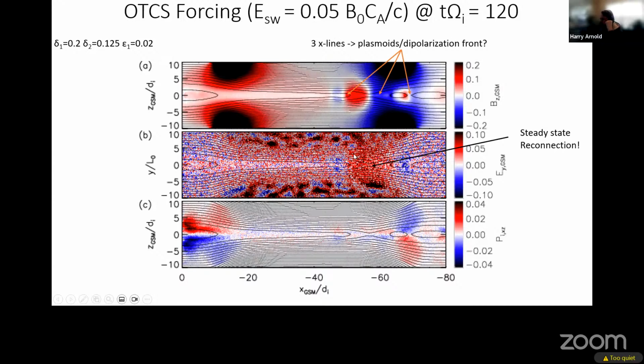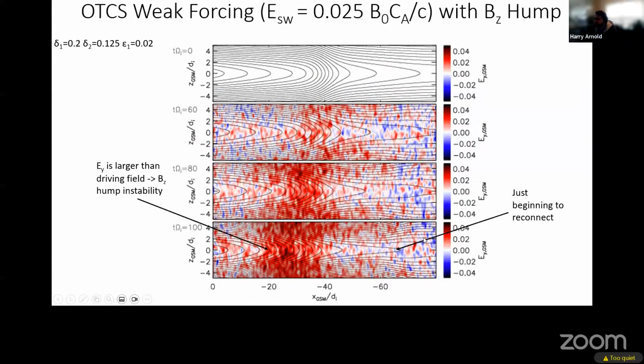But what I wanted to show is that although at late time, 120 ion cyclotron times, you get many different X lines here, you get one dominant X line. And you can see that it's the dominant X line because this is where the electric field penetrates the current sheet. And indeed, it gives you a reconnection rate of about 0.1, which is exactly what you would expect. So you get plasmoids, yes, but you get one dominant X line deep in the tail, and that primarily is doing the reconnection in this simulation.